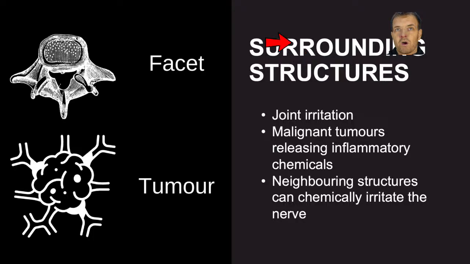So what have we got around it? We've got surrounding structures. We've got the facet joints, and there could be a tumour in the region as well.